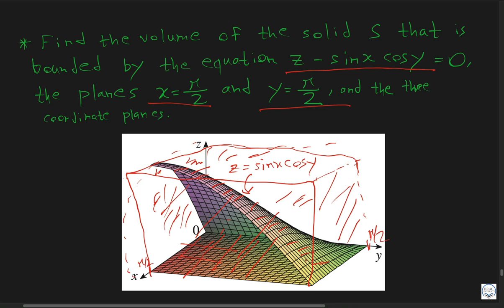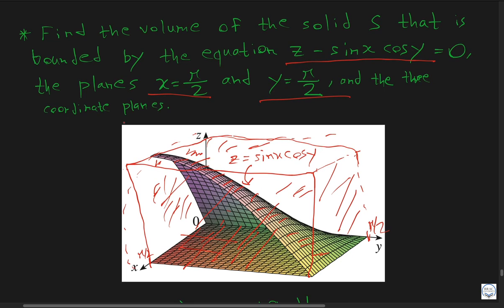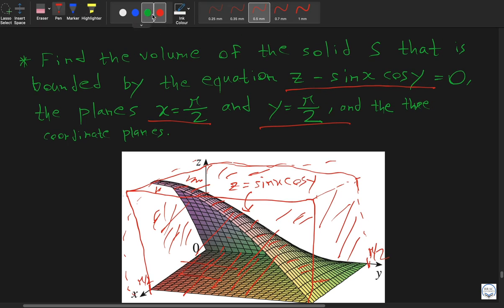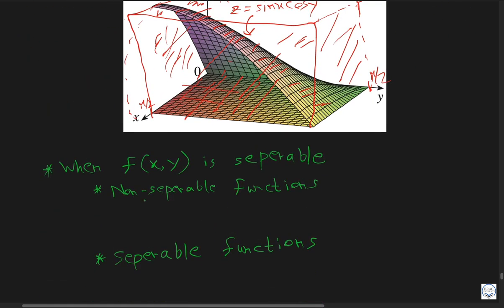As you can see, this surface is entirely trapped by these bounds. It's inside this box shaped thing. And here we can use a concept known as separable functions to solve our problem.